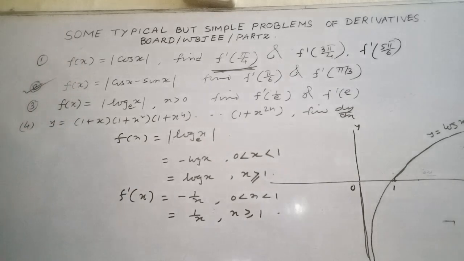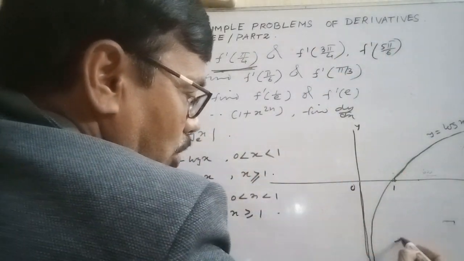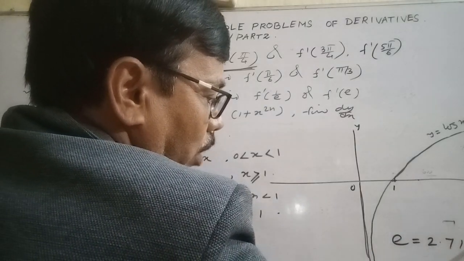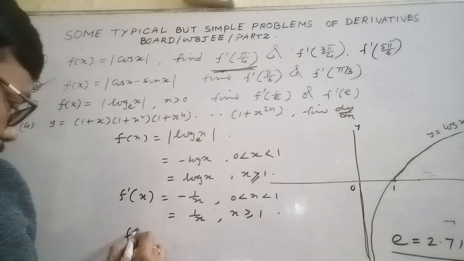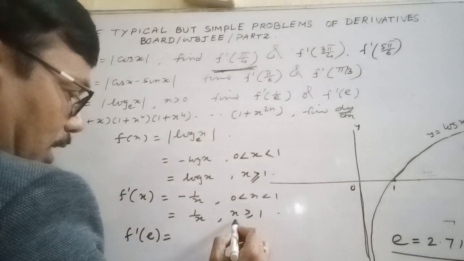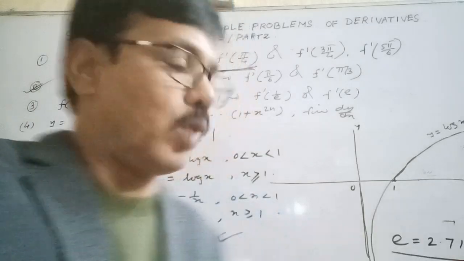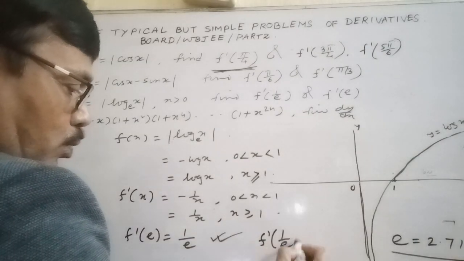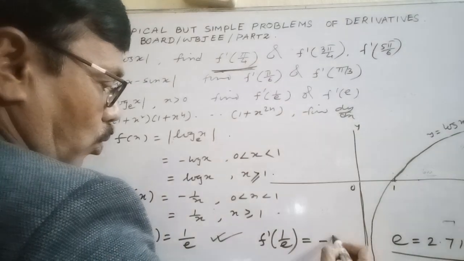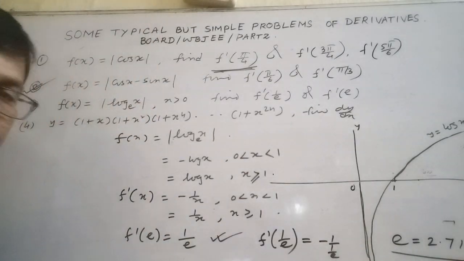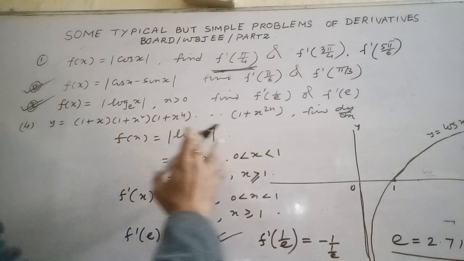Log 1 is 0. Now what you have to find? f dash e, and f dash 1 by e. You know the base e is an irrational number, 2.718, correct up to 3 places of decimal. So for f dash e, e is greater than 1, so it will be in the restriction 1 by x, giving 1 by e. Now for f dash 1 by e, it is positive but less than 1 because the denominator is greater than 1, so it is in the first restriction, so this is minus e. So this is also a most important problem for competitions and basics also.